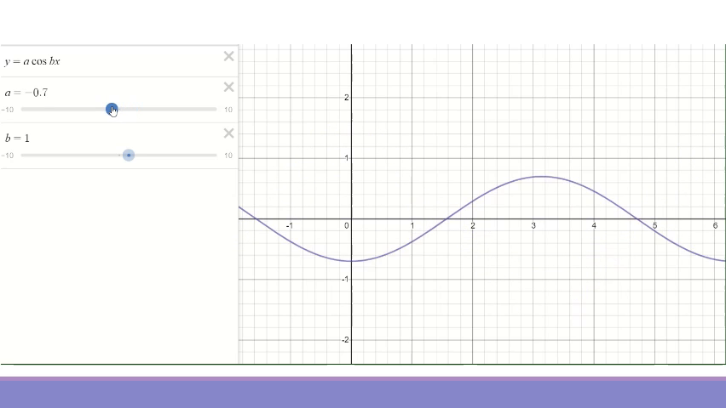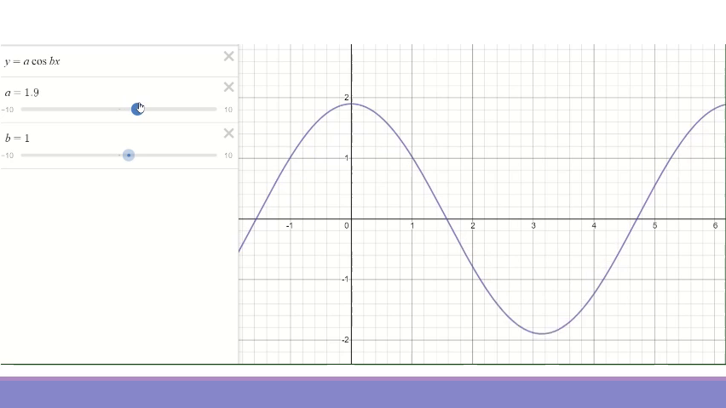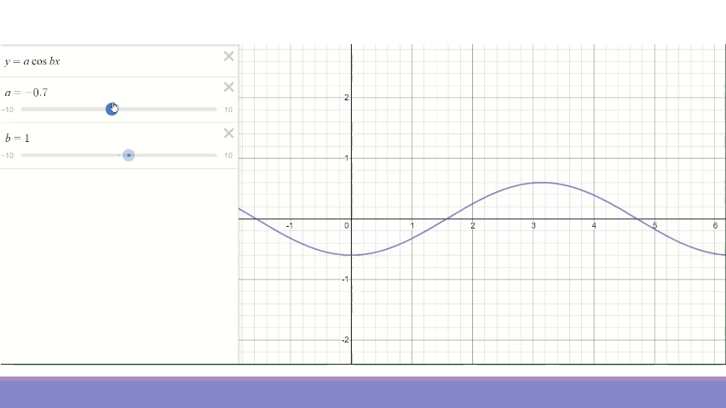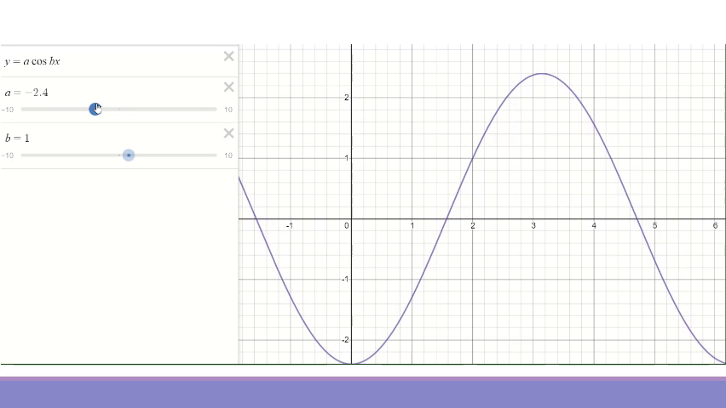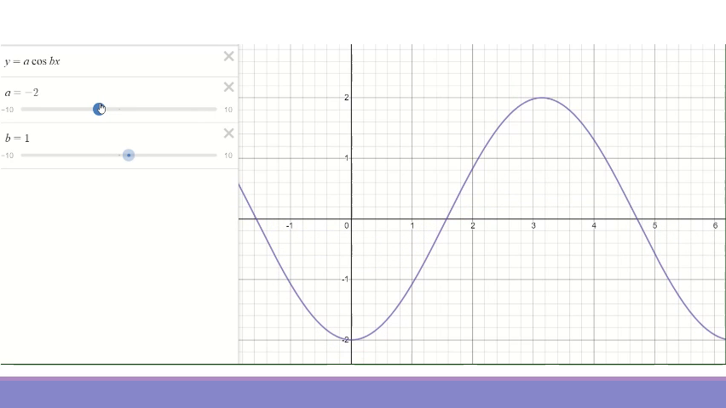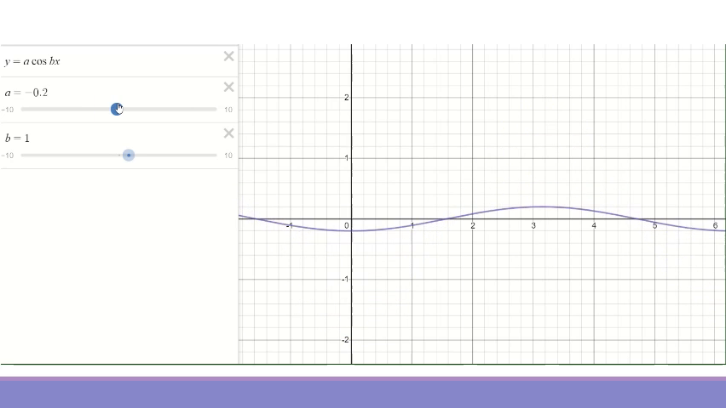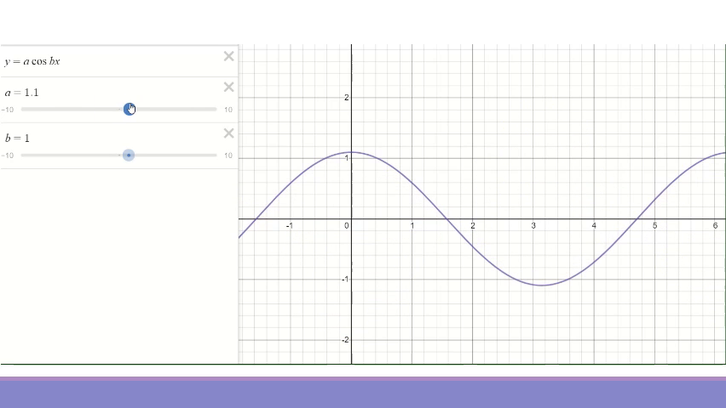So once again, you can see, just like with sine, a affects the amplitude in the exact same way. So a is your amplitude, right? Here it's at 2, and you can see that cosine is starting up there at 2, right? Drag it down to -2, and now cosine is starting at -2. So it works exactly the same as with the sine graph.